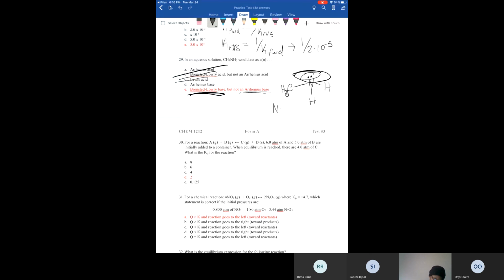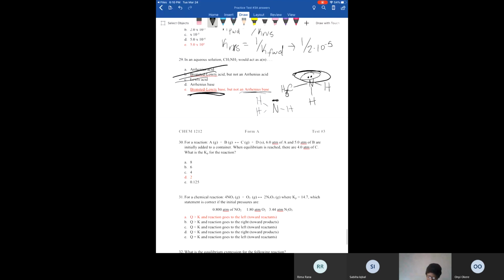So remember, NH3 is a conjugate base of NH4. So it can donate that electron density to something positive or acidic.